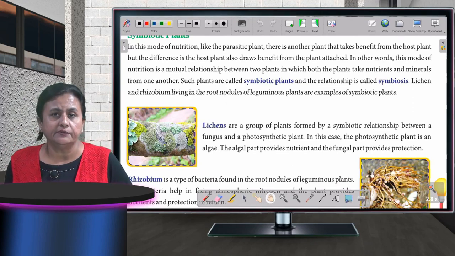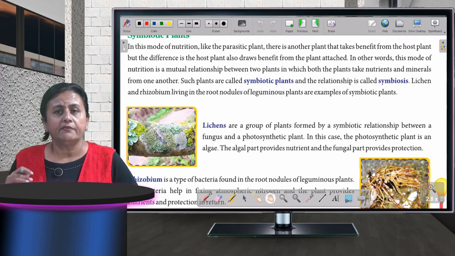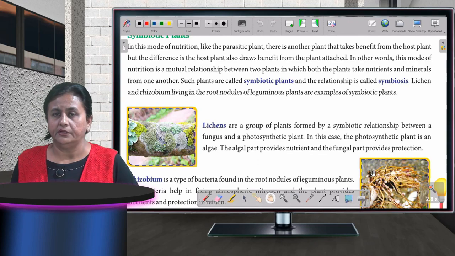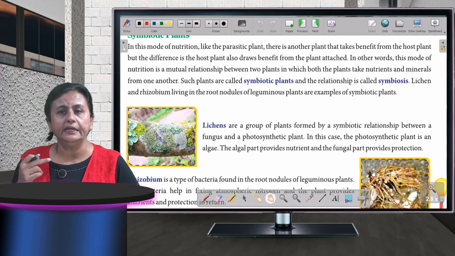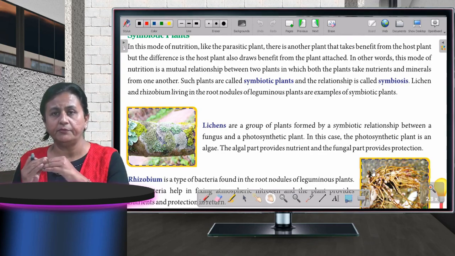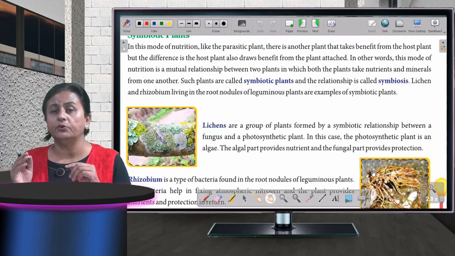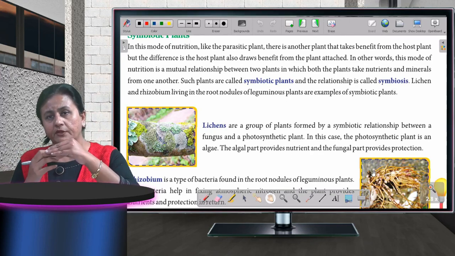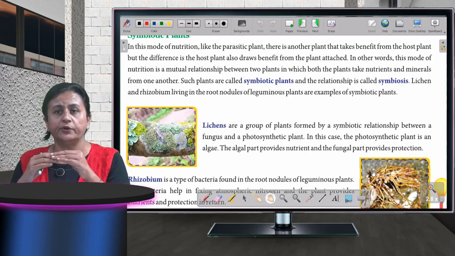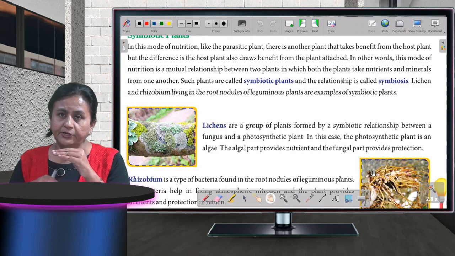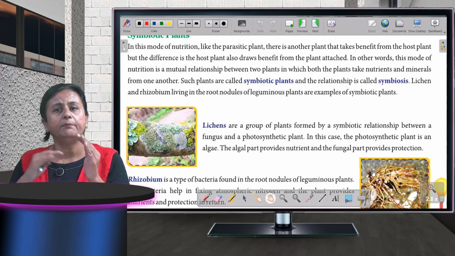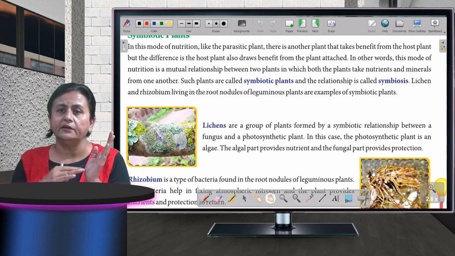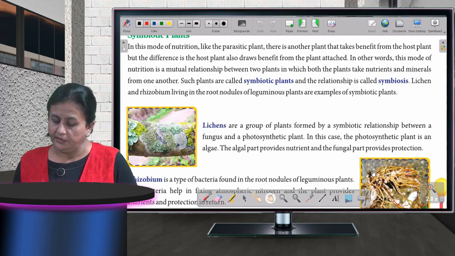They are helping each other. If plant A is giving help to plant B, then plant B in return is also getting something from plant A. There is a mutual consent: you do this for me, I will do this for you. But in the parasitic plant, it was absent. Only the plant which was growing got the benefit, and the plant on which it was growing would die after some time. But in symbiotic nutrition, both the plants derive some advantage from the other plant.